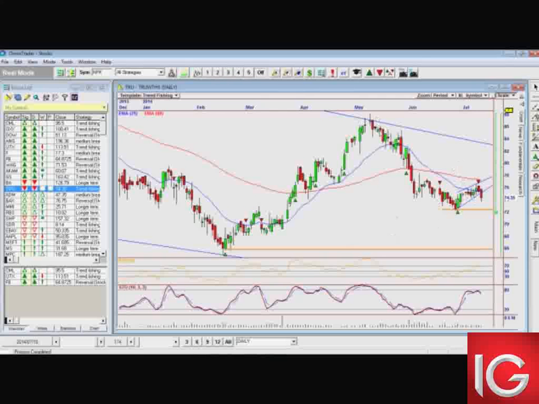Okay, so analysis says trend is down. The moving averages say trend is down. Channel line says trend is down. RSI stochastic overbought. It's broken a little bear flag. I'll certainly be looking at Truworths this morning.